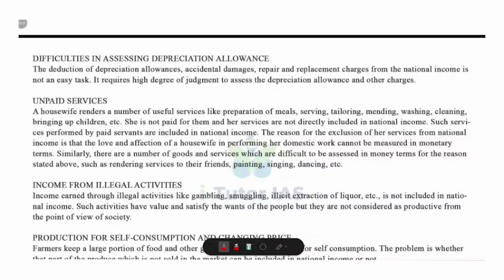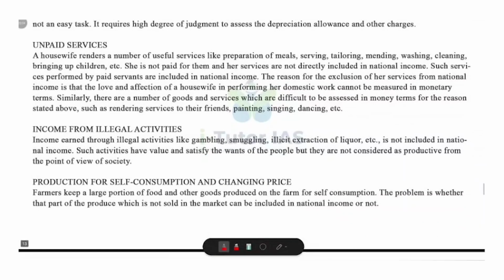And what about transfer payments? These are payments made by the government without any production taking place, such as pension, unemployment allowance, subsidies, interest on national debt, and so on. Why are they excluded? These payments do not create new goods or services, so they are not part of national income. In short, measuring national income is tricky because some economic activity doesn't involve money and some payments don't count as production.